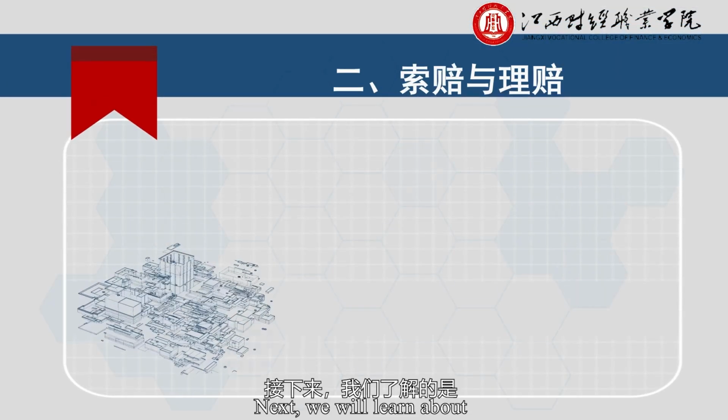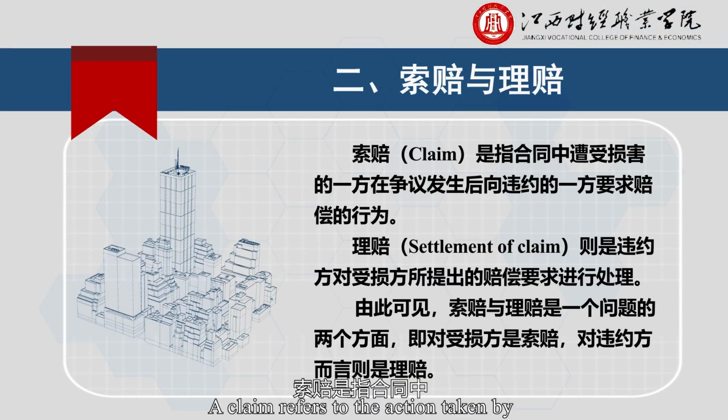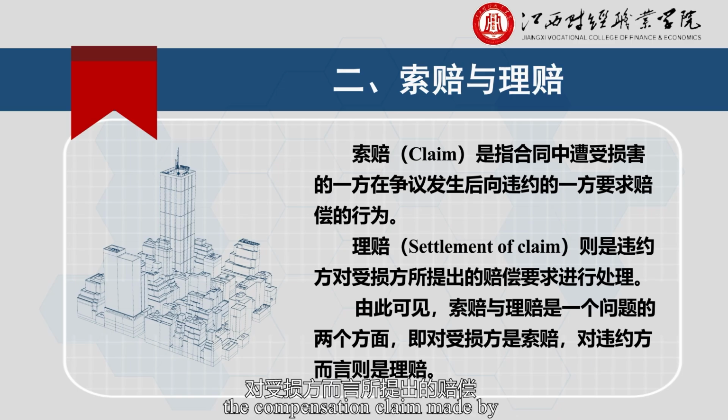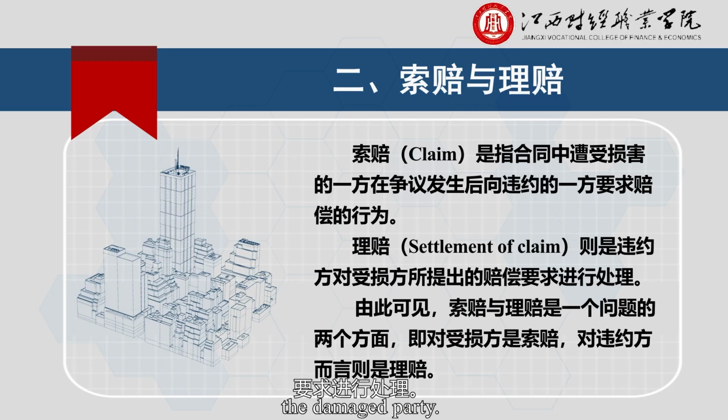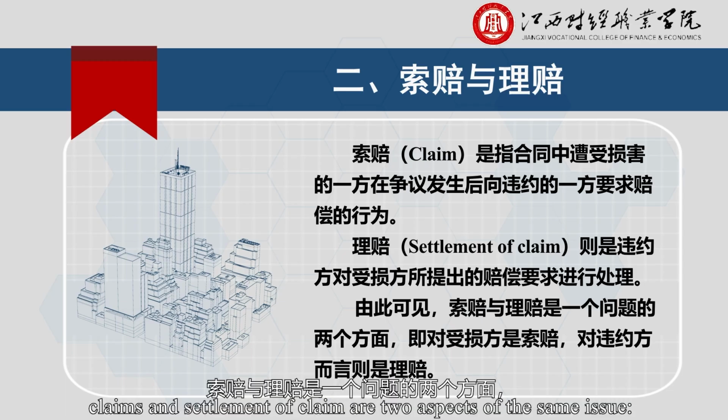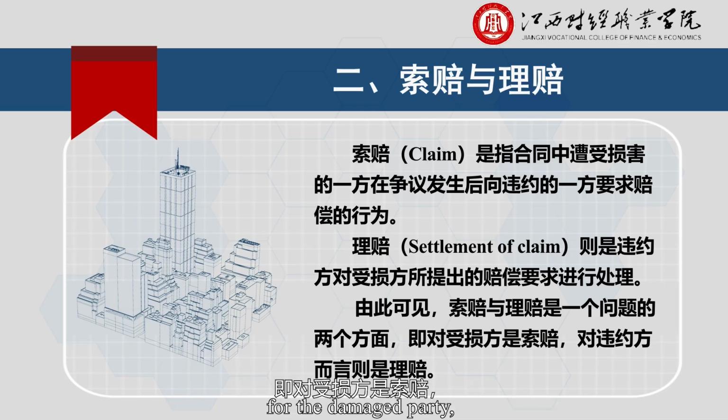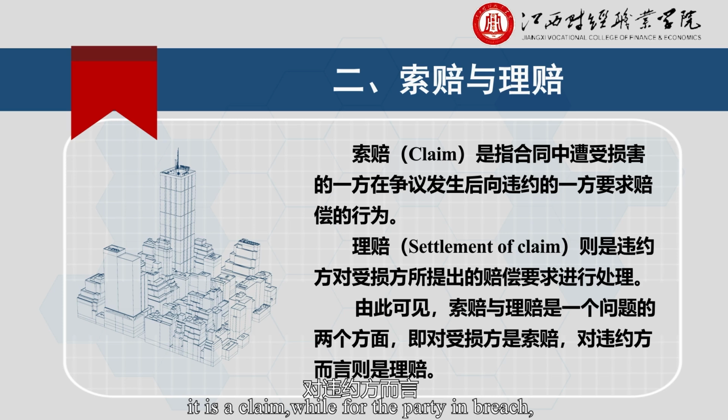Next, we will learn about claims and settlements. A claim refers to the action taken by the party that has suffered damage in a contract after a dispute has arisen to demand compensation from the party in breach. On the other hand, a settlement of claim is the party in breach processing the compensation claim made by the damaged party. It can be seen that claim and settlement of claim are two aspects of the same issue. For the damaged party, it is a claim, while for the party in breach, it is a settlement of claim.